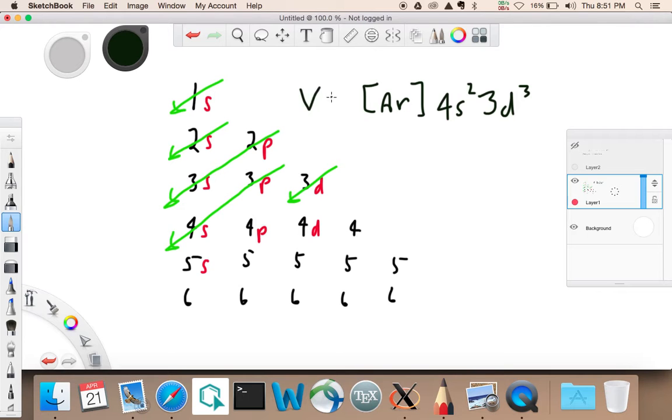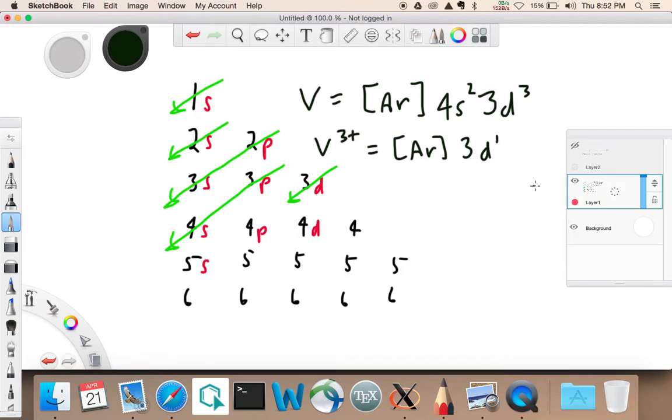That is vanadium. Well, vanadium 3+ is going to equal that minus 3 electrons. So it must be that both of these 4s electrons go away and only one of the 3d electrons does. All right? So it's going to be 3d1. And here's the reason I say that.